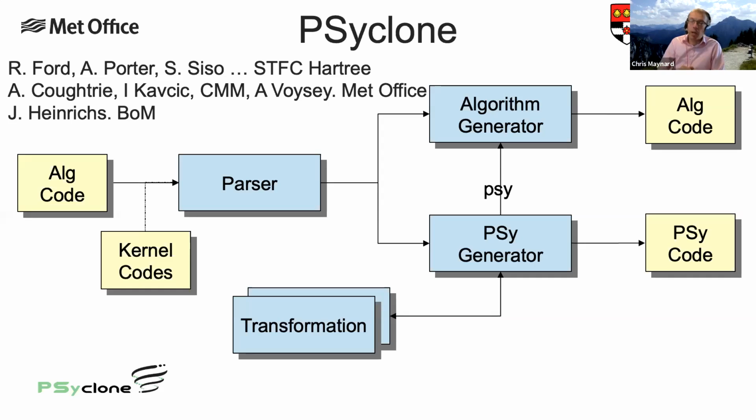So what does it do? Well, it is a domain-specific compiler. It has a parser, which can parse the source code that we write. It then generates the algorithm code, and it can generate the parallelization system code that goes between the layers. But we can also do transformations on that to introduce more parallelism or put in optimizations.